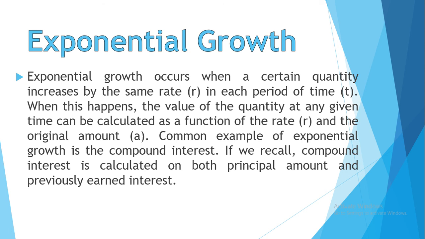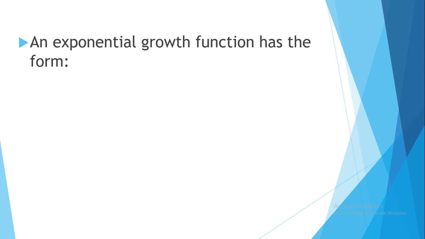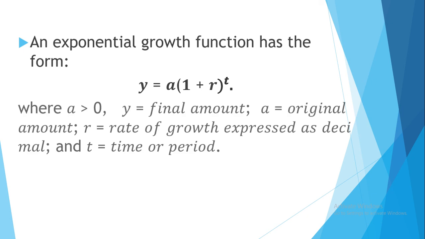A common example of exponential growth is compound interest. If we recall, compound interest is calculated on both the principal amount and the previously earned interest. An exponential growth function has the form y equals a quantity 1 plus r to the power of t, where a is greater than 0, y is the final amount, a is the original amount, r is the rate of growth expressed as a decimal, and t is the time or period.